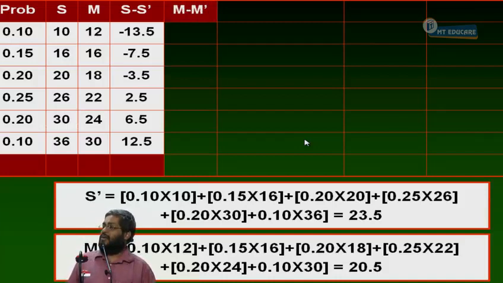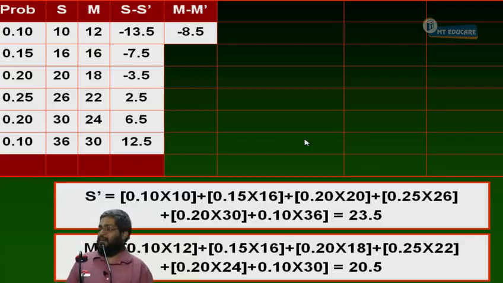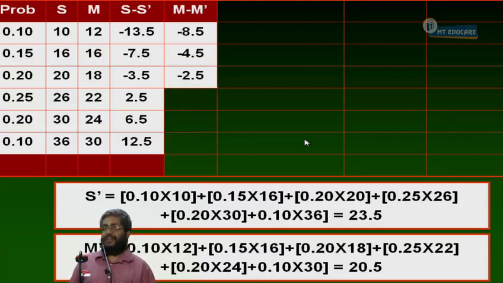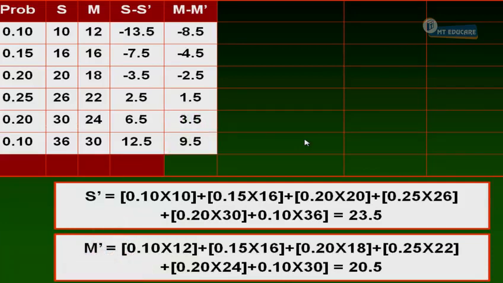Next, M minus M bar. 12 minus 20.5, minus 8.5. 16 minus 20.5, minus 4.5. 18 minus 20.5, minus 2.5. 22 minus 20.5, 1.5. 24 minus 20.5, 3.5. 30 minus 20.5, it is 9.5. That is M minus M bar. Shall I proceed or not?